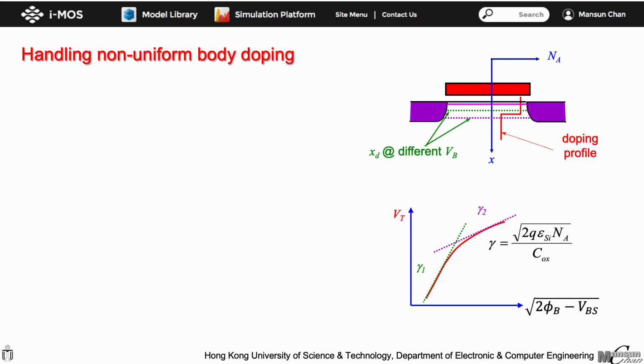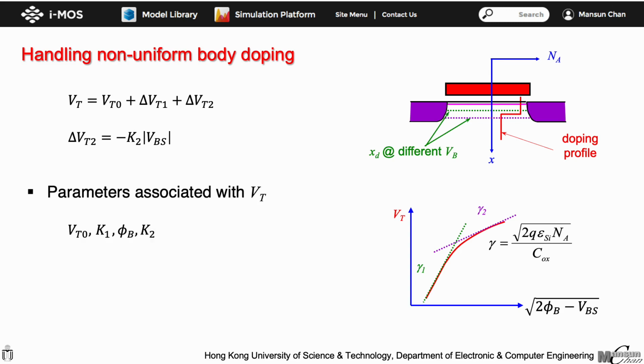When we measure the Vt as a function of the square root of 2 phi b minus Vbs, different slopes can be observed due to different doping concentrations resulting in different gamma. To account for this effect, another correction, delta Vt2, is added. And delta Vt2 is given by the expression here, where K2 is another fitting parameter that corrects the value of K1 in some part of the curve. To account for this effect, one additional parameter associated with Vt is added.